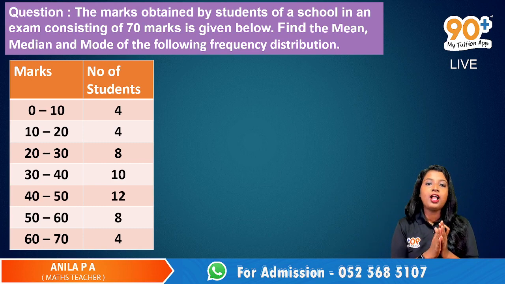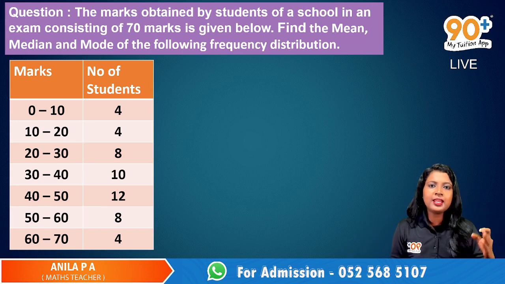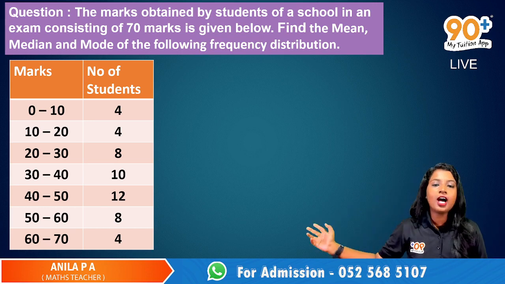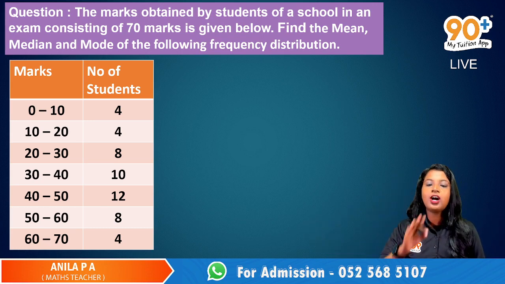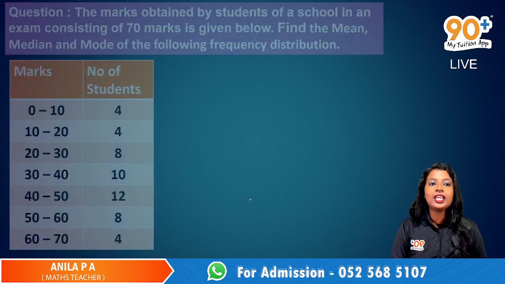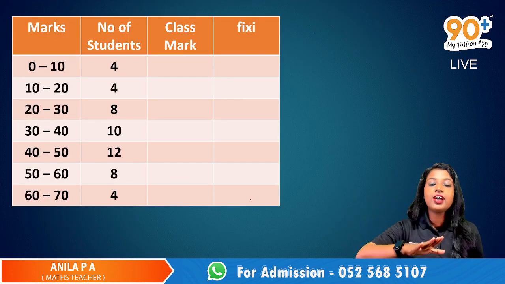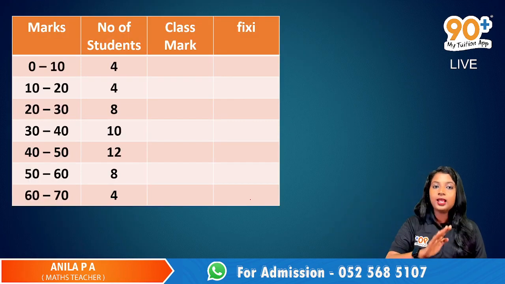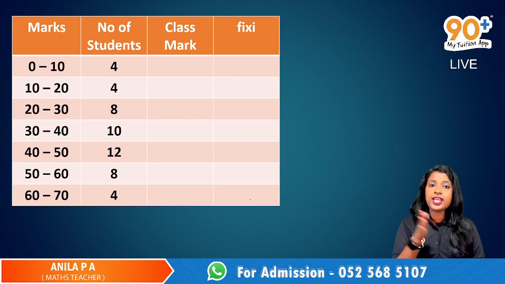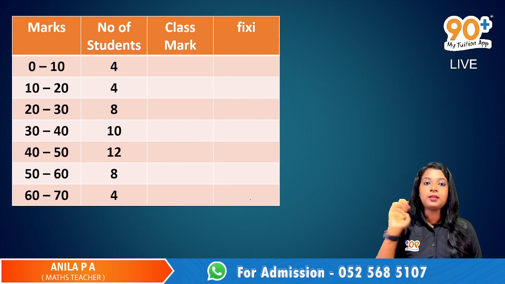So first of all, to find the mean, we are going to add two more columns. Take a sheet of paper or your notebook and draw the two columns. The first one is class mark and the second one is the fixi column. Why are we adding fixi? Because we are going to use the first method, that is the direct method.